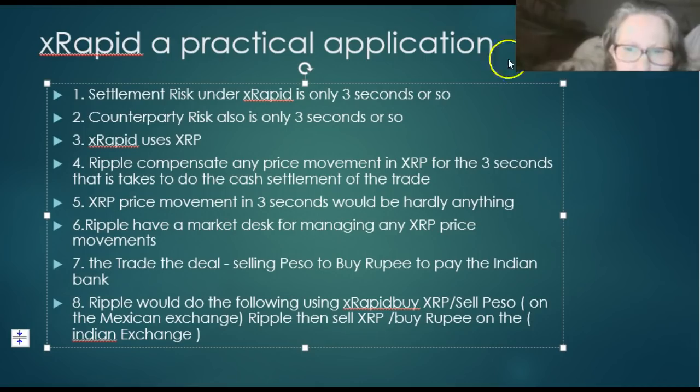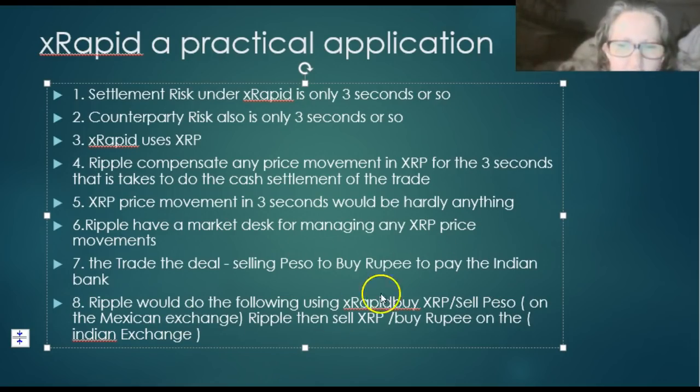So what we have here is a buy XRP and we have a sell XRP. Those two contra out, and the differences between those two, Ripple manage, and the ultimate trade we have is a sell peso, buy rupiah. Okay, on those exchanges, and Ripple manages that.